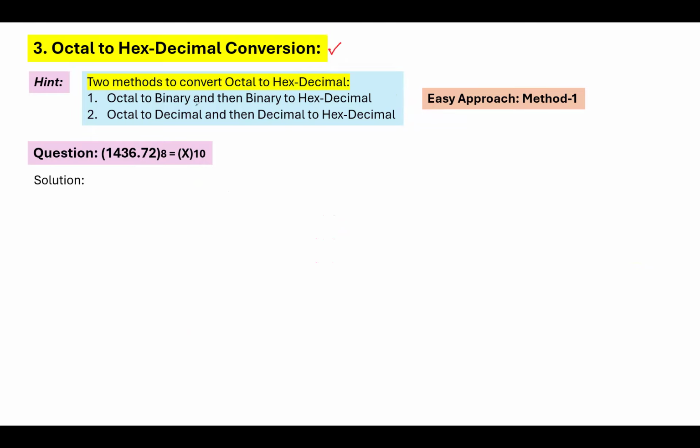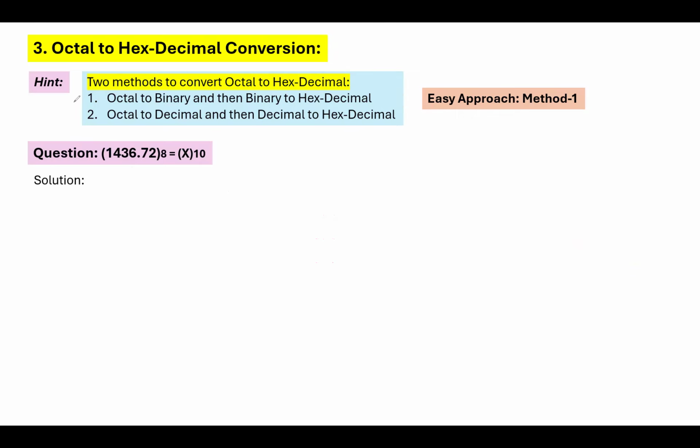The next conversion is octal to hexadecimal conversion. To do this conversion, there are two methods. The first one is octal to binary and then binary to hexadecimal, or octal to decimal and then decimal to hexadecimal. Out of these two methods, the first method is very easy, so we should follow octal to binary, then binary to hexadecimal. Both methods will give the same answer.